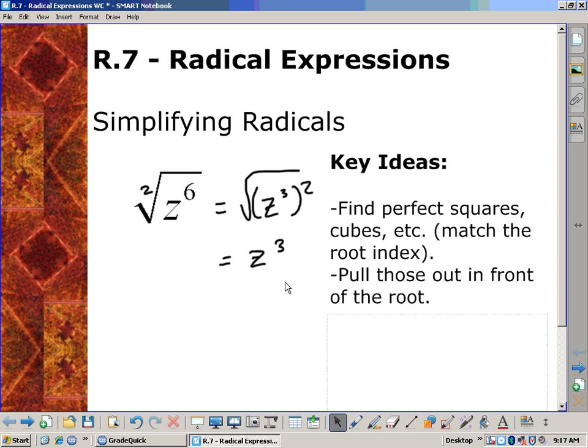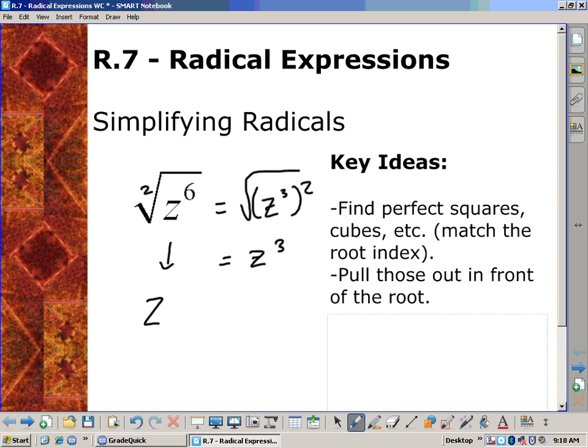Now, another way that you can go through and do this as well is you can just go ahead and change it into exponential notation. So if I had this, you could also rewrite it. Now remember, the root index here becomes the denominator of the fractional exponent. So this would be like 1/2. This would be z to the 6th to the 1/2 power.